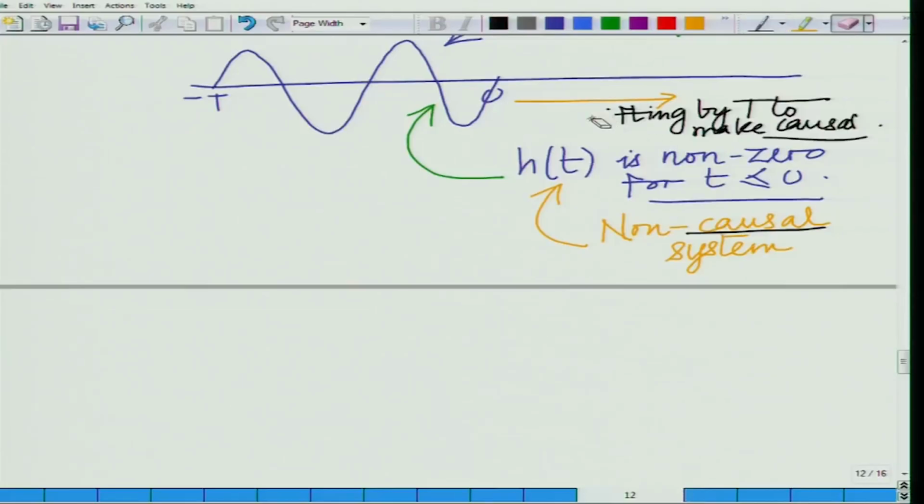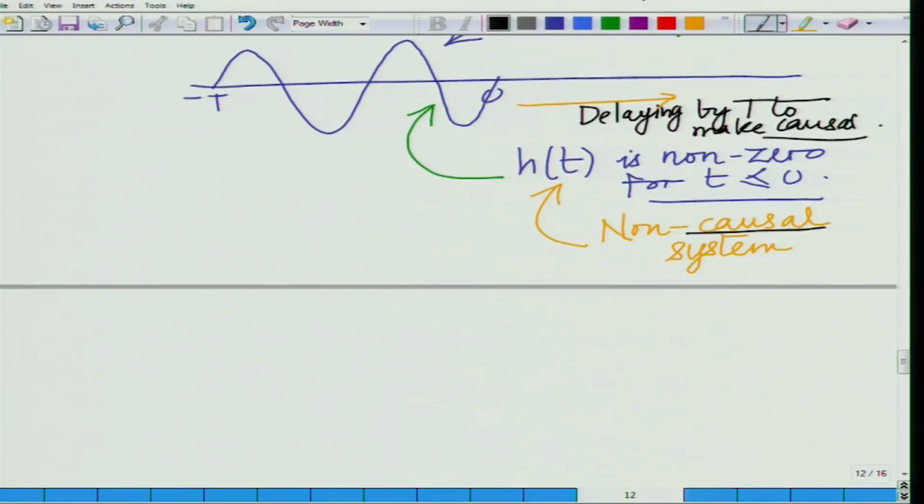So, therefore, we are shifting it, advancing it by t or delaying it, that is the correct word, delaying it by t, because shift can be either left shift or right shift. We are delaying it by capital T to make it a causal system. Okay. So, let me just correct that. It is not simply shifting, it is rather delaying by t, that is important.